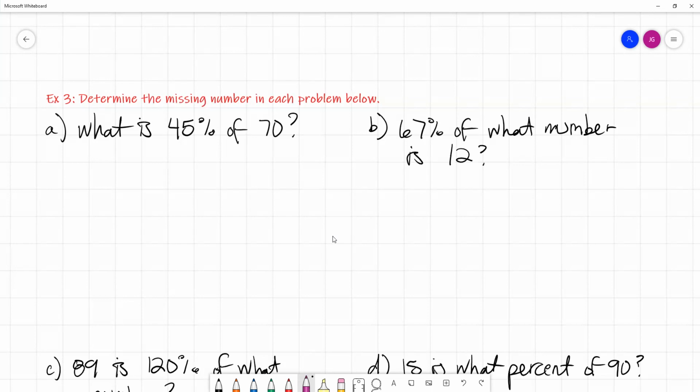Doing these problems helps you to be fluid with how to take percentages, right? And being able to do those markups and finding tips. So part A, what is 45% of 70?